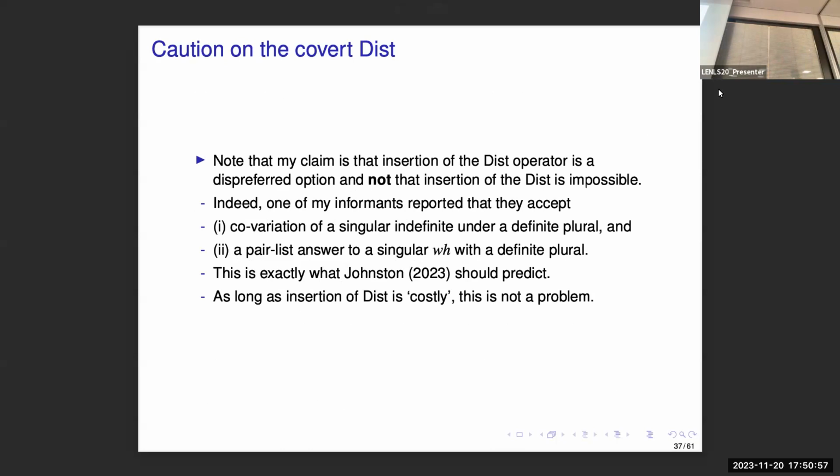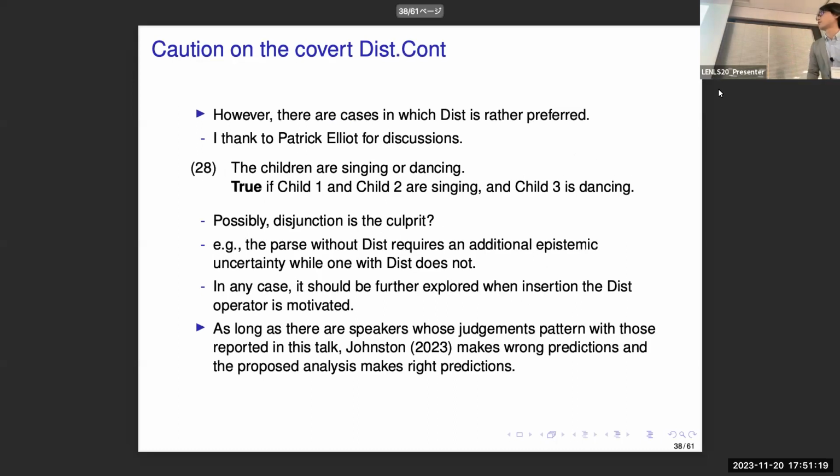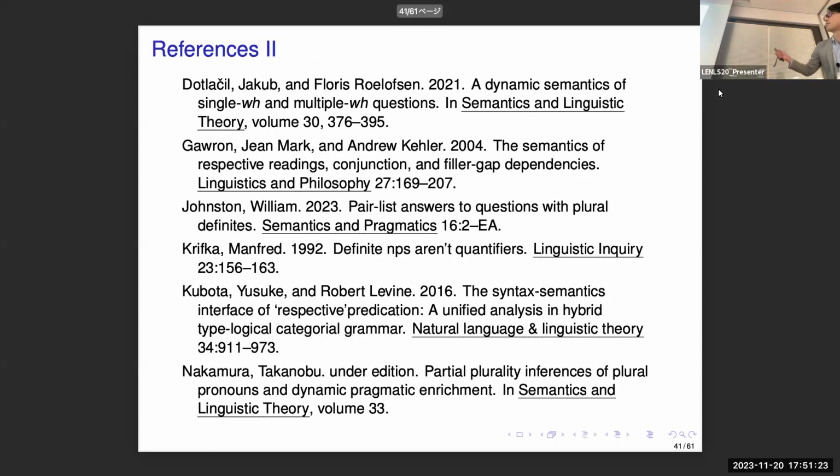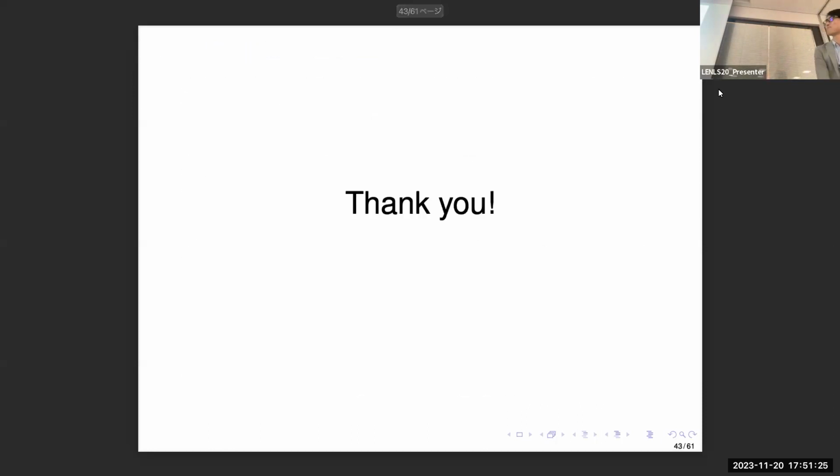So I still have to think about this, but probably Johnston's strategy also works, but that doesn't come for free. And if you have a judgment pattern reported in here, then you still need something else, and dynamic semantics can do it. Okay, sorry, it was messy, but I'm done. So thank you for listening.